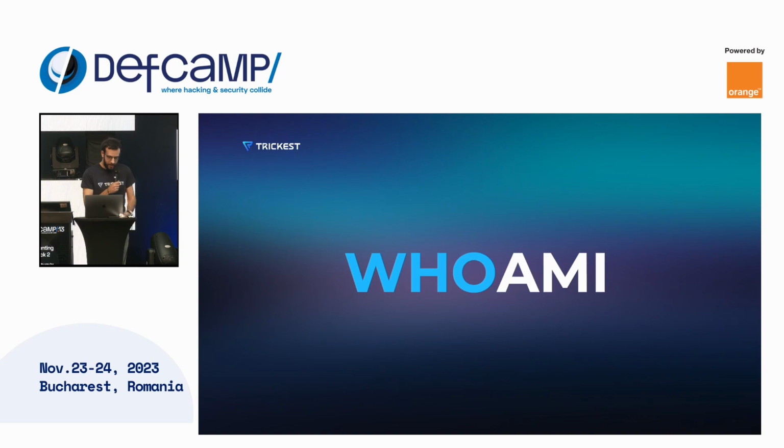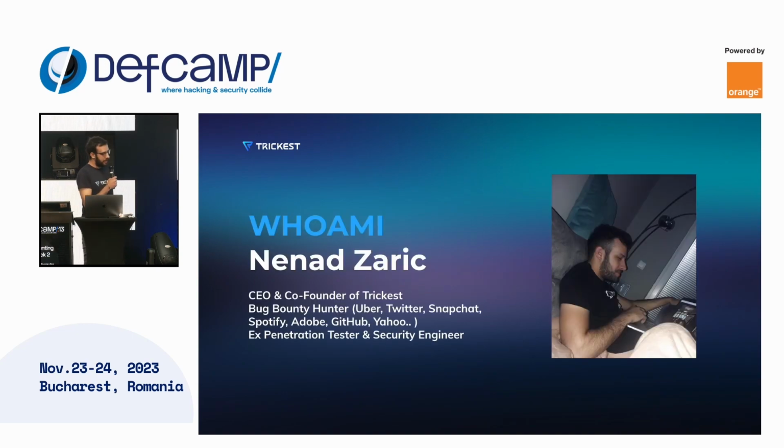So firstly, who am I? Nenad Zaric, CEO and co-founder of Trickest. Previously, I was a bug bounty hunter, found critical vulnerabilities in Uber, Twitter, Snapchat, and other companies. And I also did penetration testing and security engineering before that.